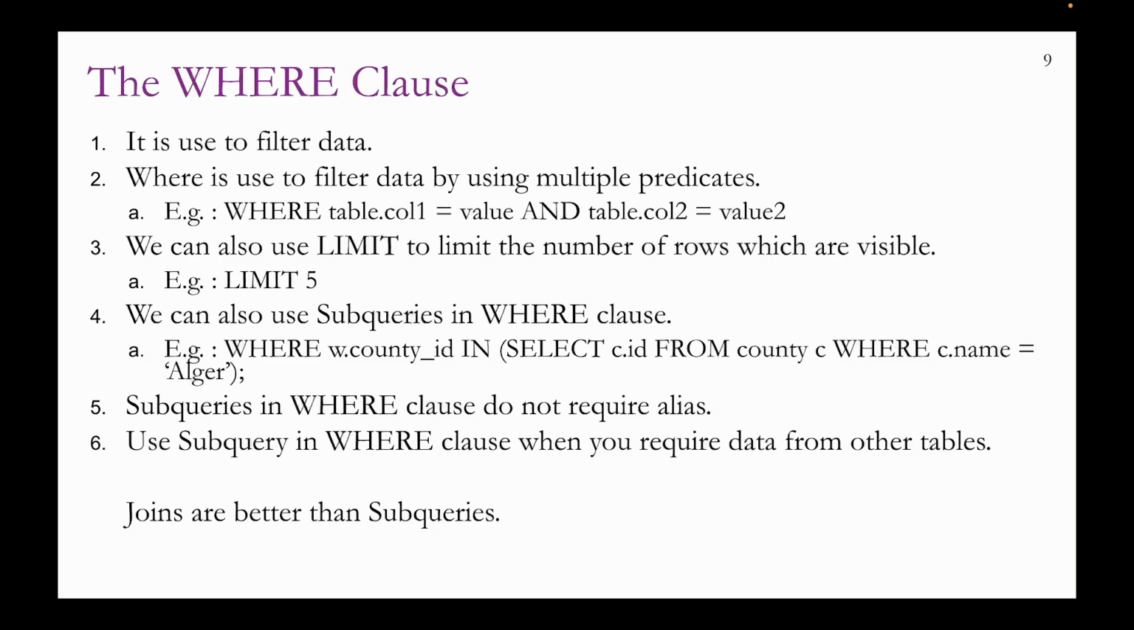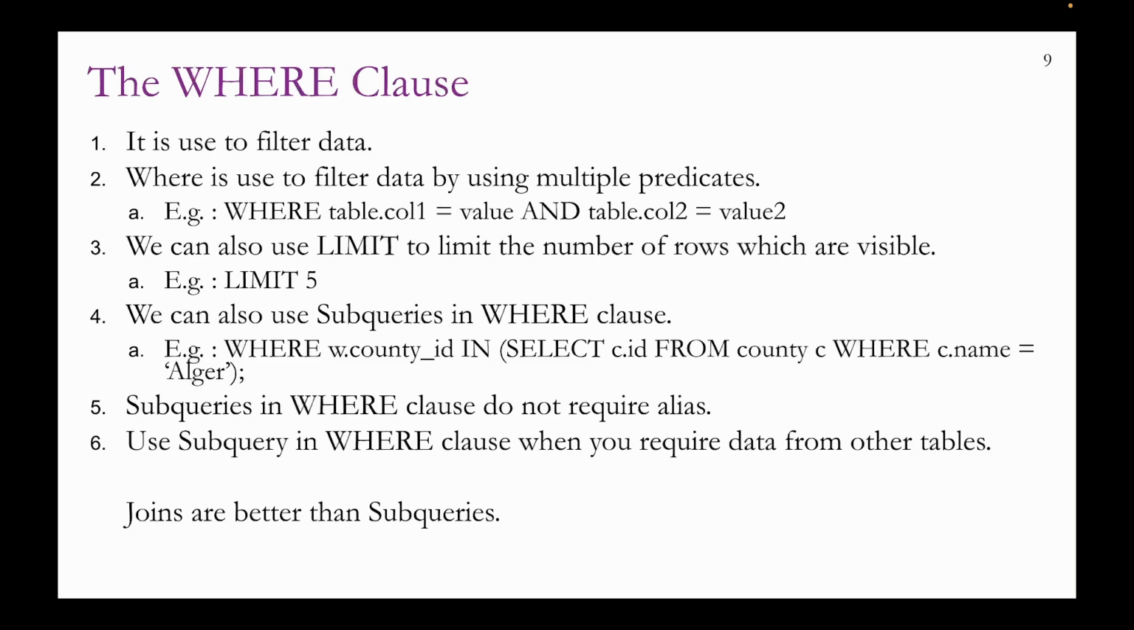The main reason for using a subquery in the where clause is to take data from some other table, like these IDs are taken from some other table. So that's why we use a subquery in the where clause. One more thing to keep in mind is that joins are better than subqueries. RDBMSs perform joins better than subqueries. This is something we need to keep in mind.